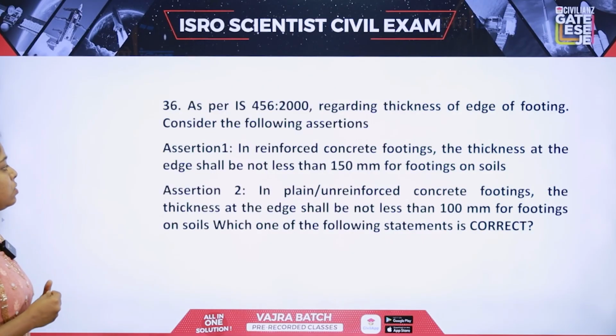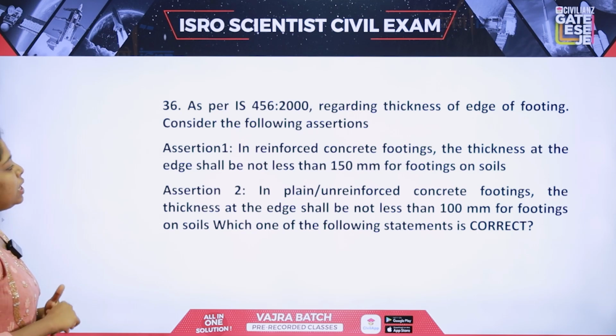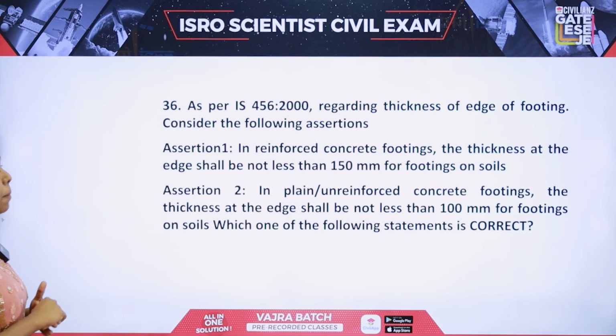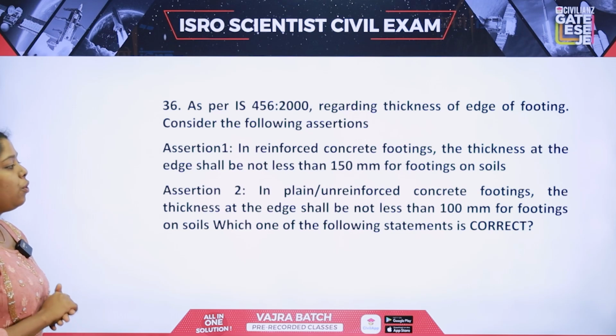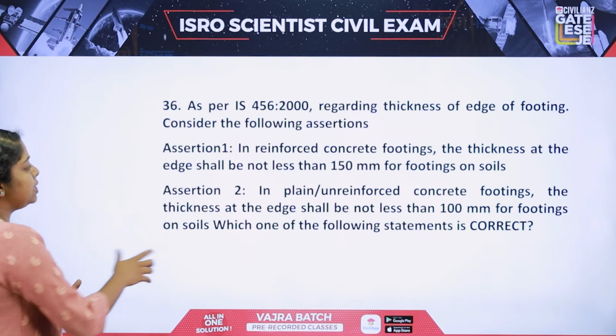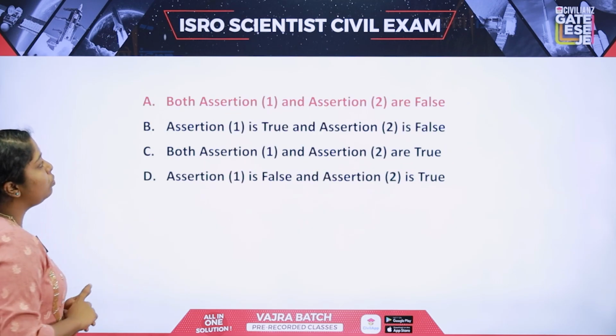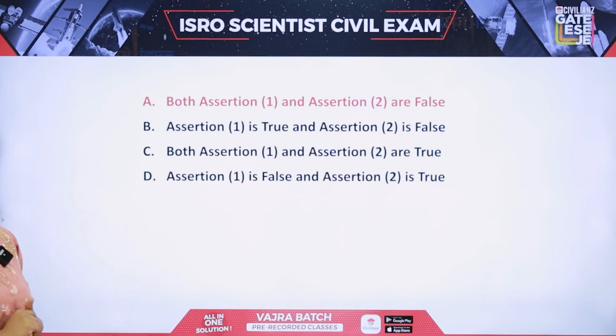Moving on to the 36th question, this is based on a code as per IS 456-2000 regarding the thickness at the edge of the footing. Consider the following assertions. Assertion 1: in a reinforced concrete footing, the thickness at the edge shall not be greater than 150 mm for footings on soils. Assertion 2: in plain or unreinforced concrete footing, the thickness at the edge shall not be less than 100 mm for footings on soil. Which of the following statements is correct? As per IS 456, both the statements are wrong. So, both assertion 1 and assertion 2 are false.